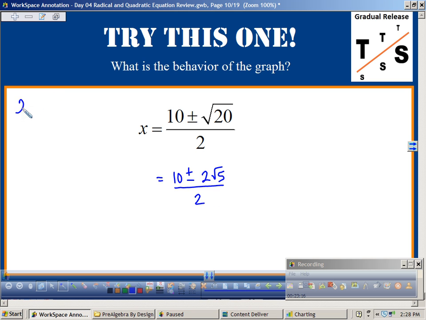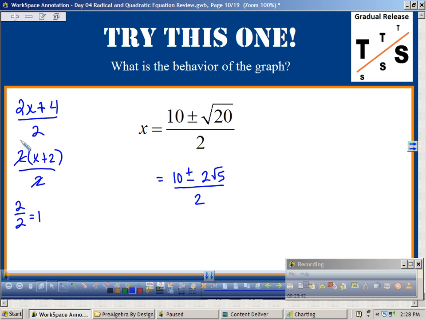Second of all, if you had something like this, could you cancel these 2's? No. Because you have an addition sign in here. You could factor out a 2, right? Because the only reason that you can cancel like that is because 2 divided by 2 equals 1. This isn't 2 divided by 2. This is 2x's divided by 2.